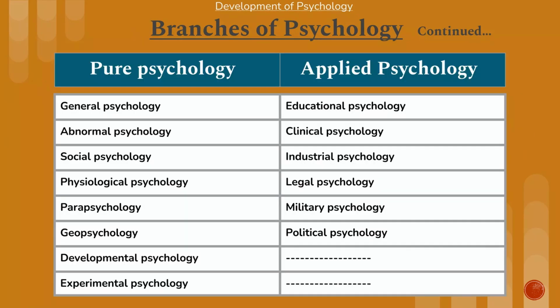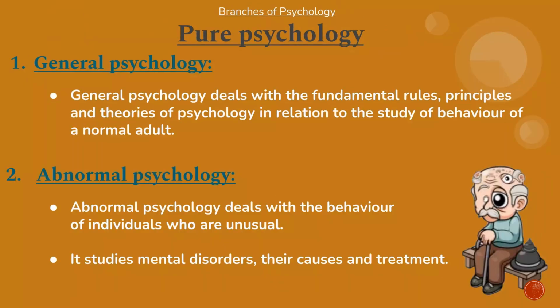So in the branches of psychology, pure psychology has various branches like general psychology, abnormal psychology, social psychology, physiological psychology, parapsychology, geopsychology, and like this. Applied psychology also has various kinds of branches like educational psychology and clinical psychology, which is important in the setup of medical sciences. As you are pursuing your BSc nursing, you will come across more of clinical psychology, industrial psychology, legal, military, and political. So we will go through them one by one in a shorter manner. What is the meaning of these branches of psychology?